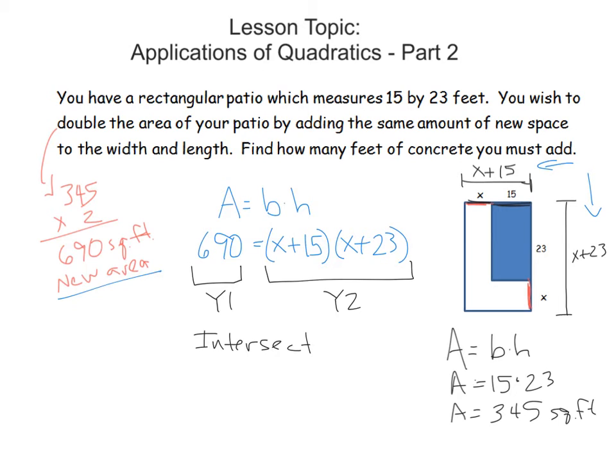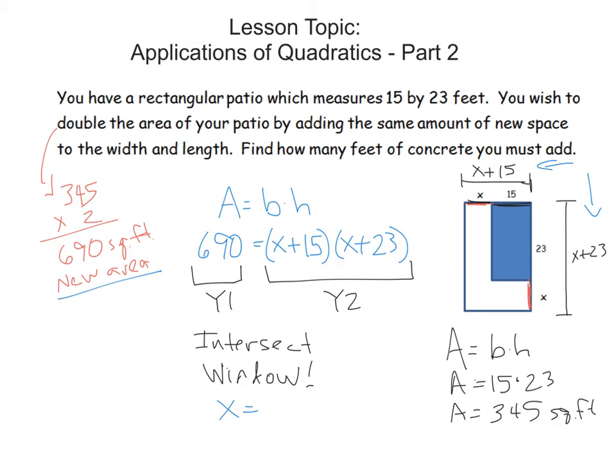So go ahead, grab your graphing calculator, put this in for y1, put this in for y2, change your window. Remember what we talked about in the first lesson: change your window so that your y1 value is on the screen. So we have to move all the way to where we can see 690 on that. All right, go ahead, give it a try and see if you can find the new value of x here to make the new patio.